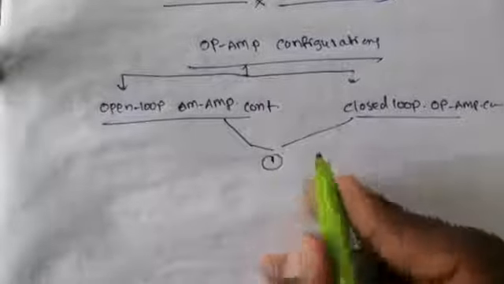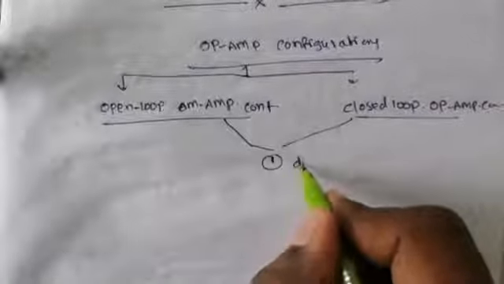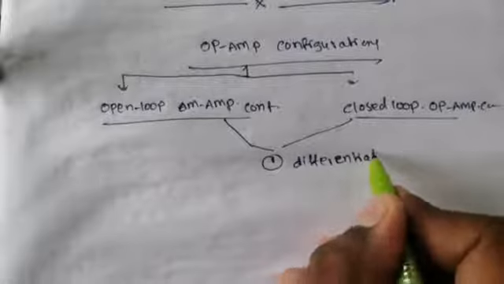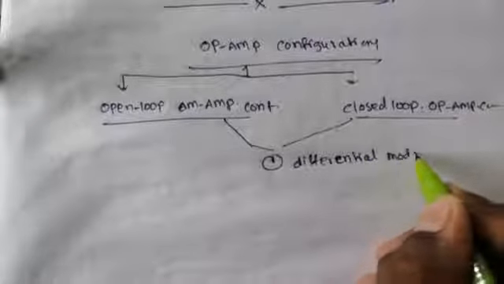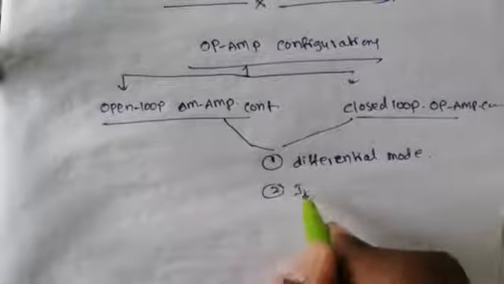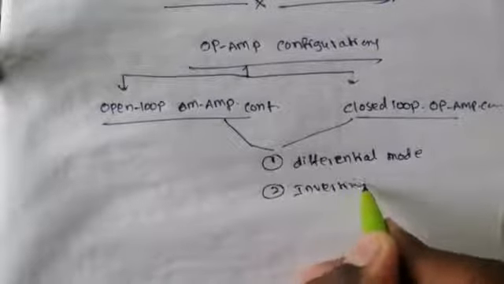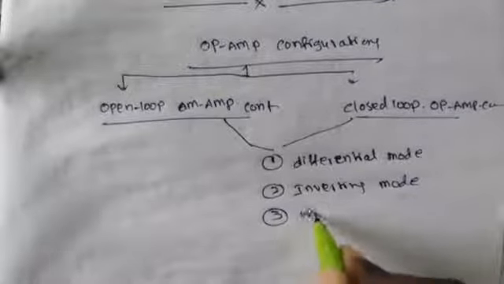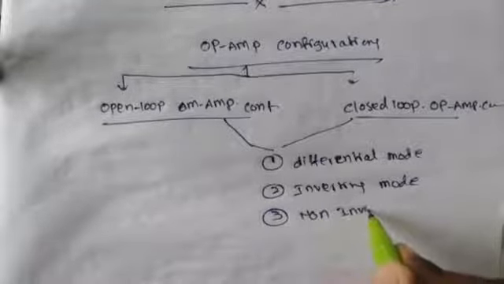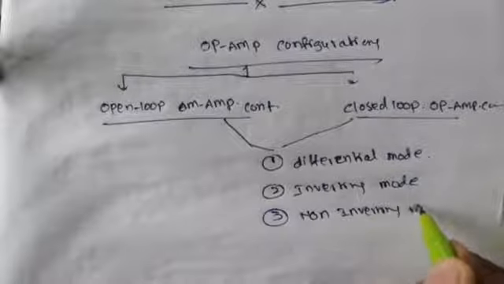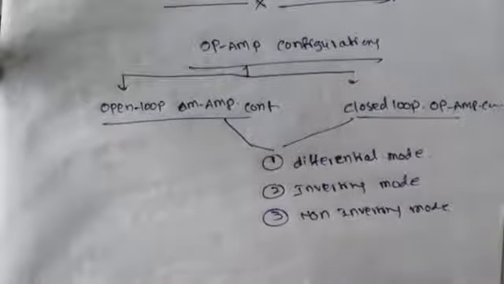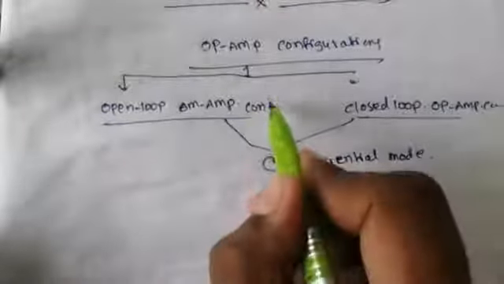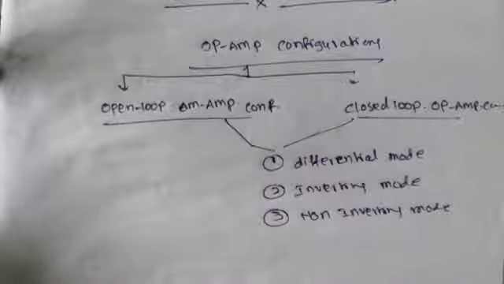That is nothing but differential mode operational amplifier, as well as inverting mode operational amplifier, and the third one belongs to the non-inverting mode operational amplifier. So what is the meaning of open loop op-amp and what is the meaning of closed loop op-amp configuration? What is the meaning of open loop?